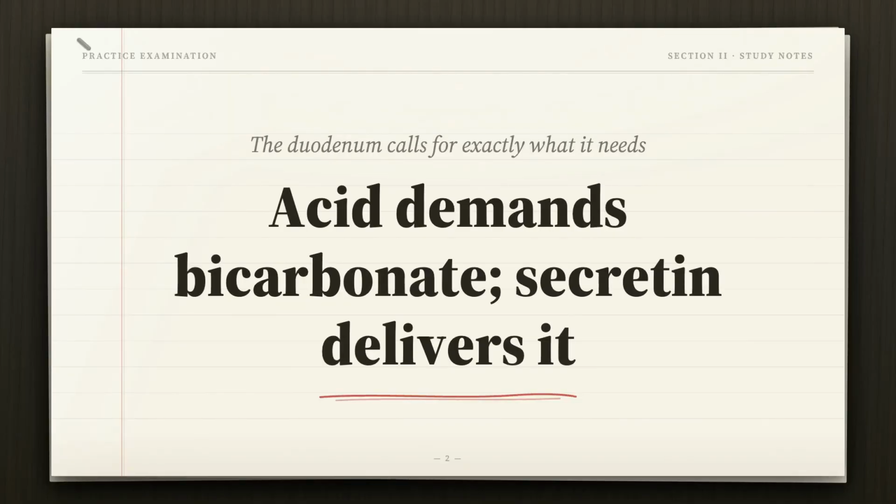Brunner's glands add extra alkaline mucus, marking the duodenum as the segment built specifically to handle acid. The broader lesson: the duodenum senses what has arrived and summons the exact tool required. So each hormone follows logically from the situation rather than needing separate memorization.